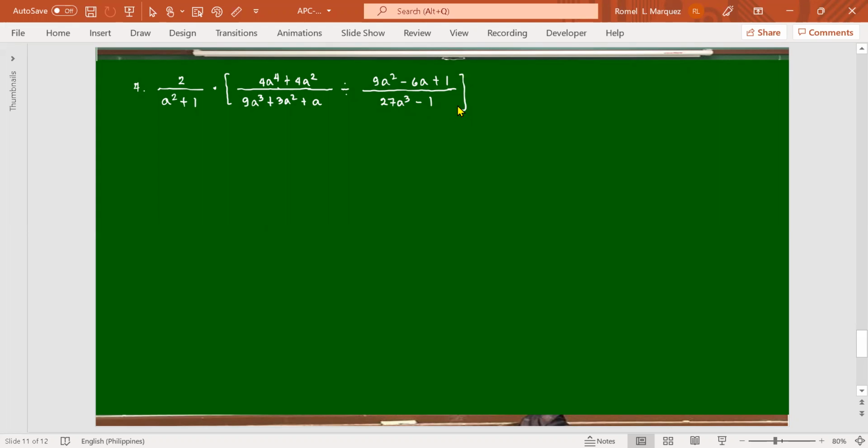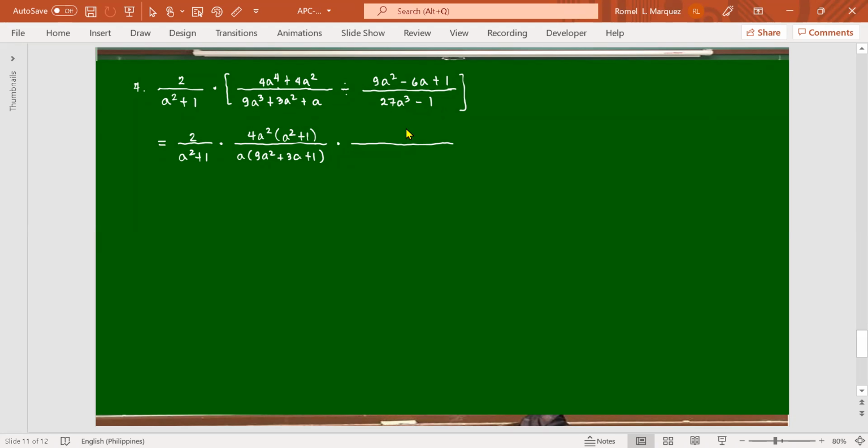What about this? First, we copy 2 over a squared plus 1 times. So the denominator inside here is factorable into a times 9a squared plus 3a plus 1, no? The numerator into 4a squared times a squared plus 1, right? So I can now remove brackets, because I'm now going to convert this to multiplication. So everything is now multiplication. But I have to take the reciprocal. Oh, what is the reciprocal?